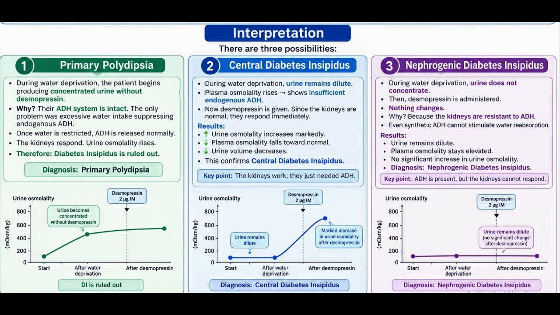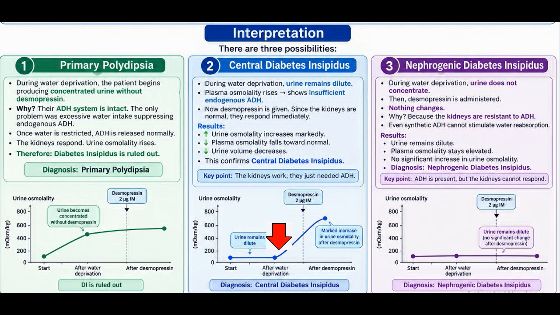1. Primary polydipsia. Initially, during water deprivation, the patient begins producing concentrated urine without desmopressin. Why? Their ADH system is intact. The only problem was excessive water intake suppressing endogenous ADH. Once water is restricted, ADH is released normally. The kidneys respond. Urine osmolality rises. Therefore, diabetes insipidus is ruled out. Diagnosis: primary polydipsia.